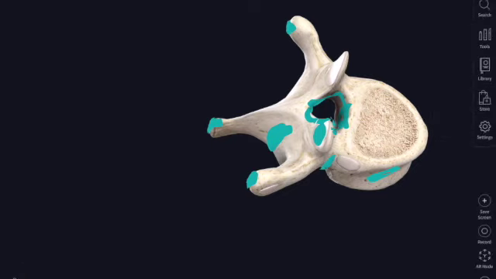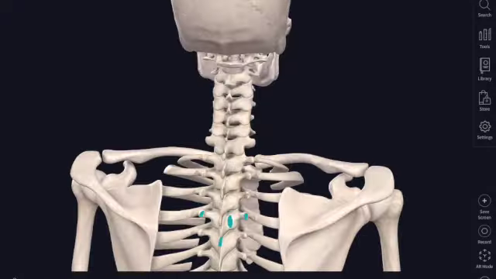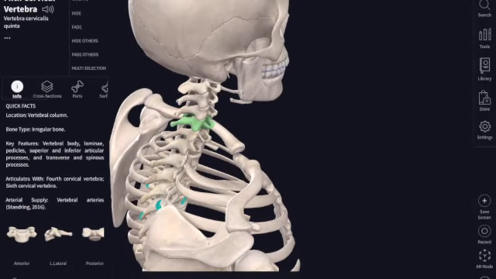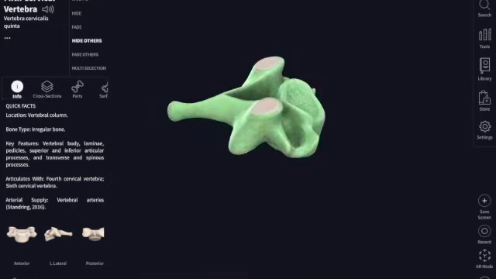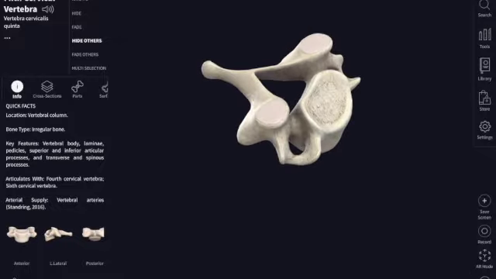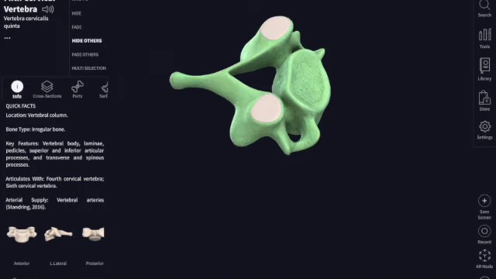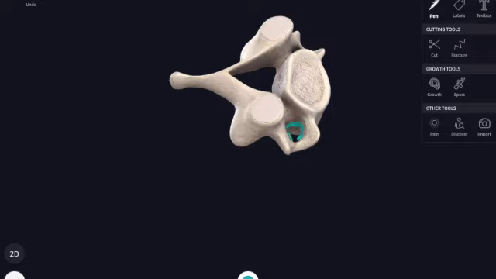If we were to look at a different vertebrae, let's look at a cervical vertebrae. We'll pick this one. If we hide the others, perfect. Okay, it looks a little different. One way that you can tell this is a cervical vertebrae is because of these transverse foramen. This is where your vertebral artery goes. If you looked in the thoracic vertebrae, they are not present.